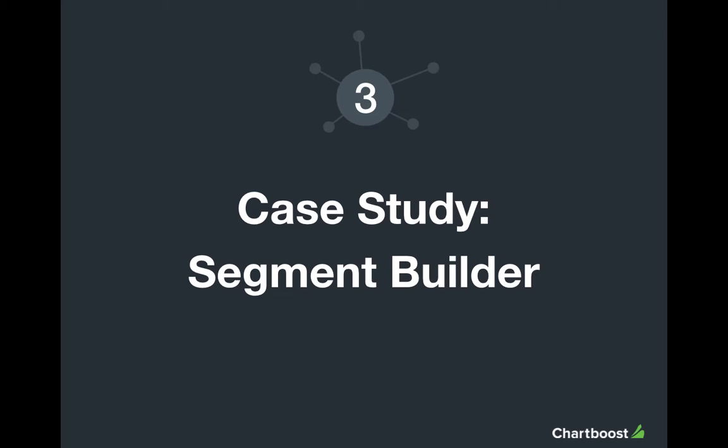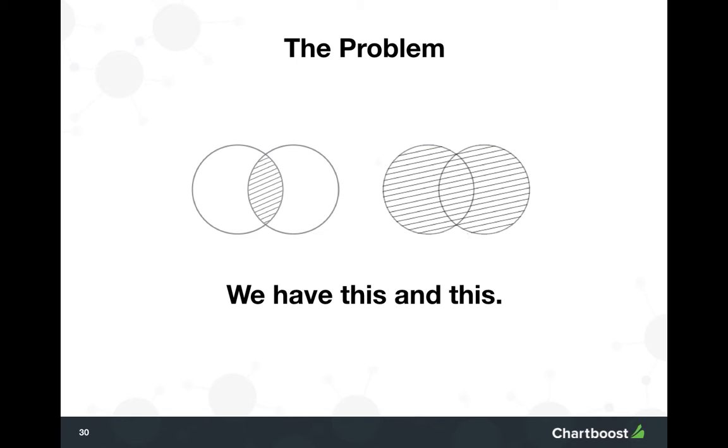Okay, that's it for the different UX research methods. Now I'll dive into a case study about Segment Builder. The problem with Segment Builder, we were creating different user segments, and the problem was that we had a back-end constraint so that we had different types of logic. On the left here you see the AND logic, and on the right here you see the OR logic.